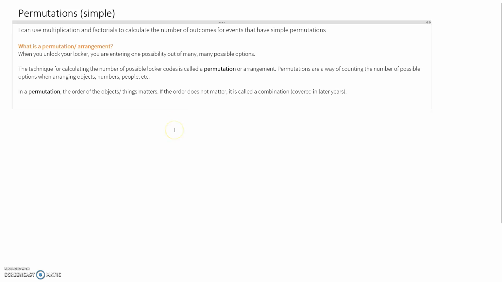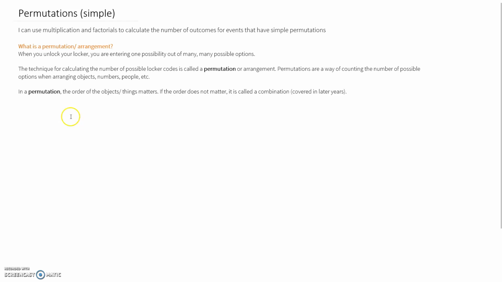So, for example, when you are unlocking your locker, if you are going through the different possibilities on your lock, there are many possible permutations. So when we calculate a permutation, which is also known as an arrangement, it's just a way of working out the number of possibilities, but there's going to be lots of possibilities.